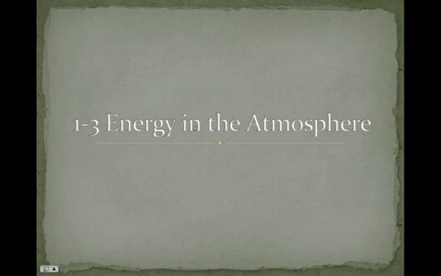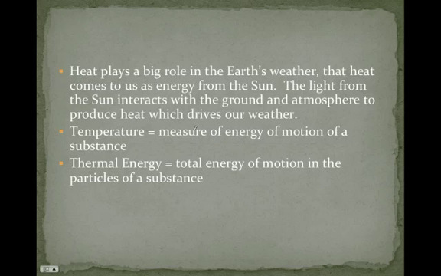Section 1-3 Energy in the Atmosphere. Heat plays a big role in Earth's weather. That heat comes to us as energy from the sun. The light from the sun interacts with the ground and atmosphere to produce heat, which drives our weather.